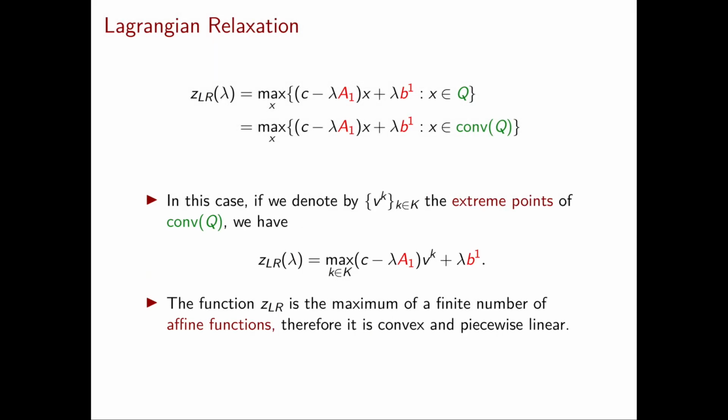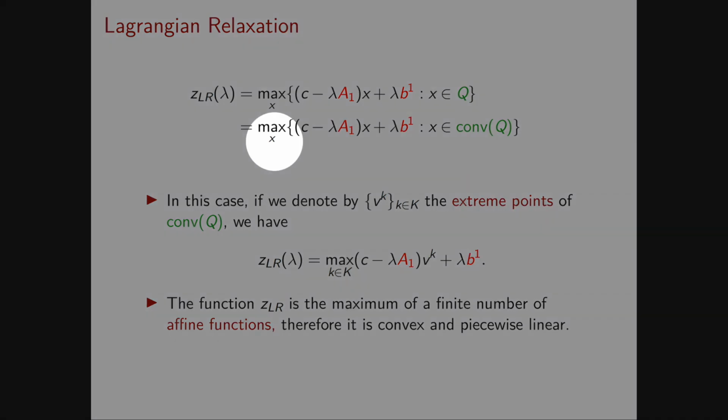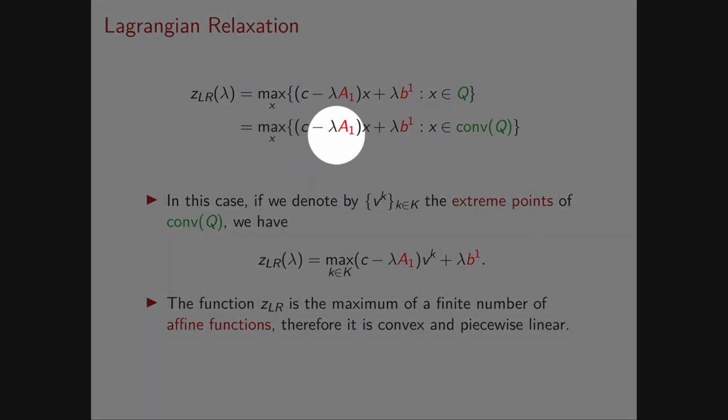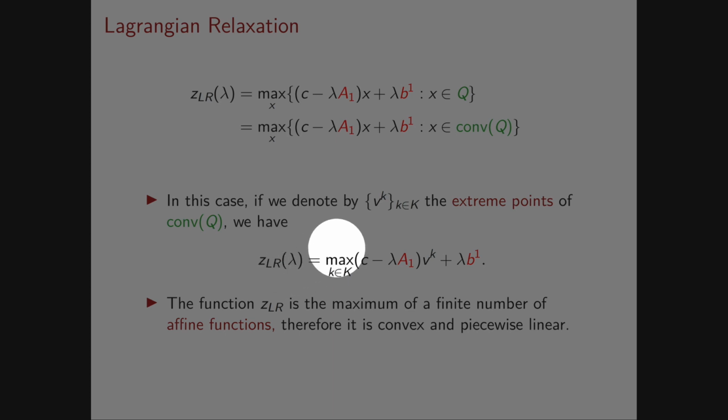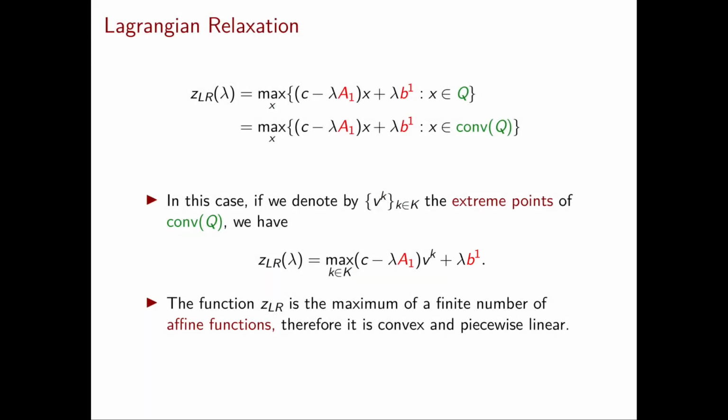So now, assume that we satisfy these conditions. In this case, the Lagrangian bound is finite. Then what is actually the value of this Lagrangian bound? Well, then it must be the maximum of our objective function over all the vertices of the polyhedron conv Q. So denote by Vk all the extreme points of conv Q. Then the Lagrangian bound is the maximum of the objective function evaluated in the vertices plus lambda b1, which is just our constant in the objective function.